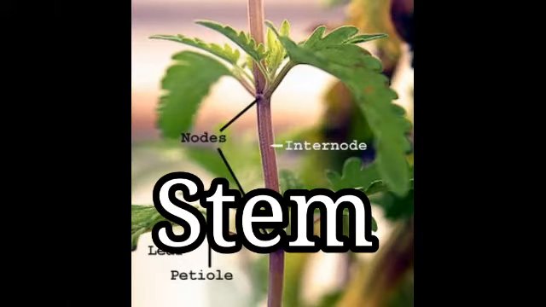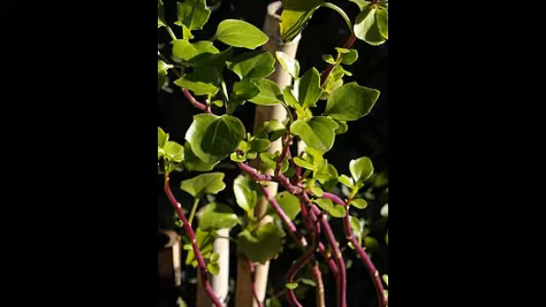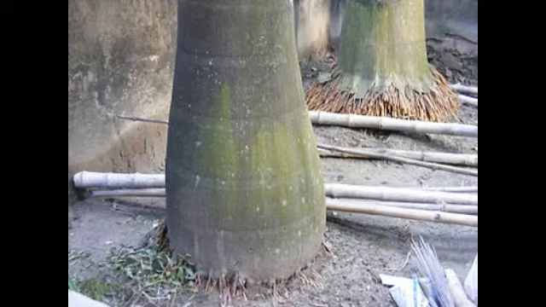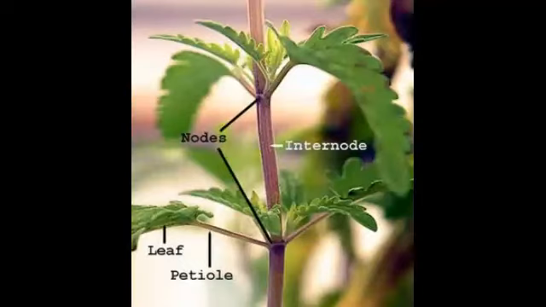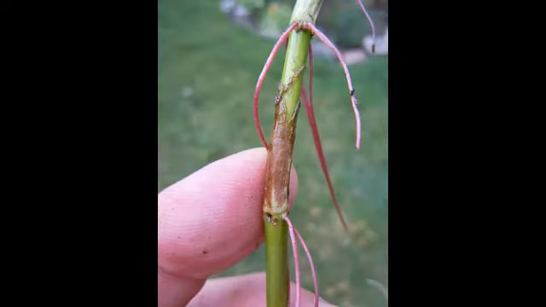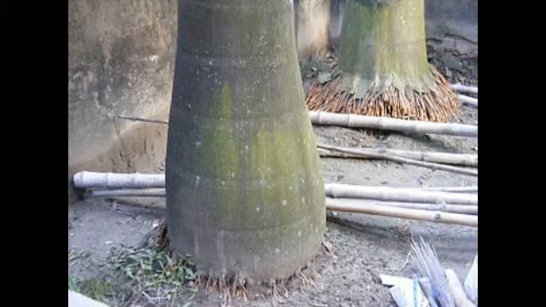Next one, stem. The stem of a plant grows above the ground. It helps hold the plant erect. Branches, leaves, flowers, and fruit grow on the stem.